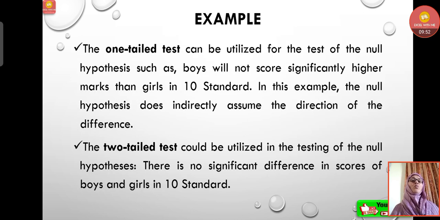For example, the one-tailed test can be utilized for the test of the null hypothesis such as: boys will not score significantly higher marks than girls in 10th standard. In this example, the null hypothesis indirectly assumes the direction of the difference. Now the two-tailed test could be utilized in the testing of the null hypothesis: there is no significant difference in scores of boys and girls in 10th standard.